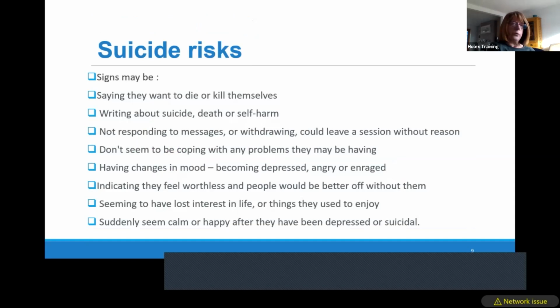Okay, another one is suicide risks. So these are some of the signs that there could be.